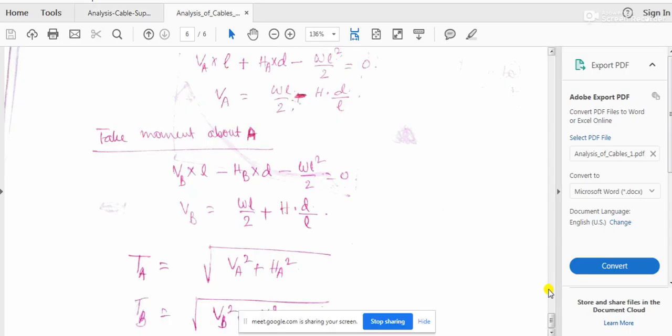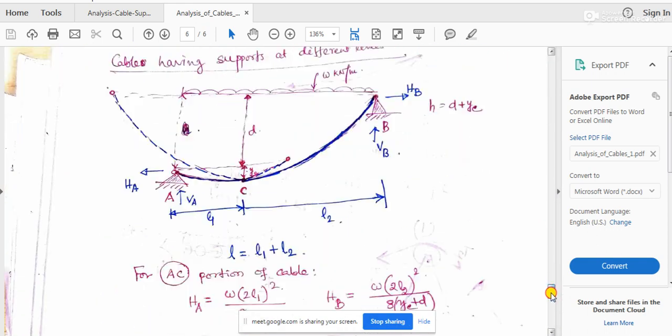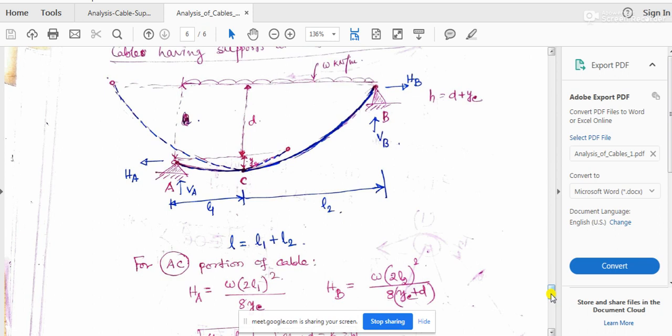So in the theoretical concept, when you are understanding it, our support A was at a lower level than support B. In the problem, your support A is at a higher level than support B, isn't it? So here the thing that comes into the picture is whether you will be adding or subtracting the H into D by L component. Okay.